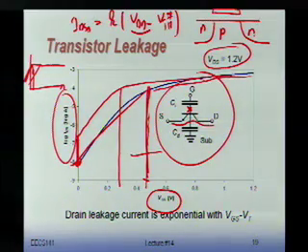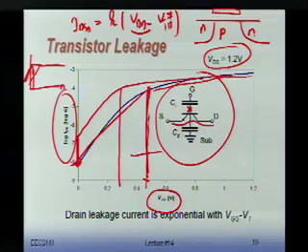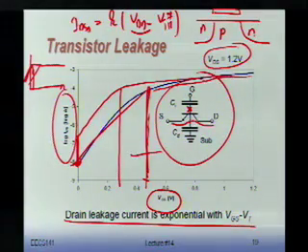So we had that challenge, and that's why leakage current has become more and more important, because of the fact that we basically are operating at smaller VDDs and smaller threshold voltages. Okay? But the key factor is drain current is exponential with VGS minus VT.